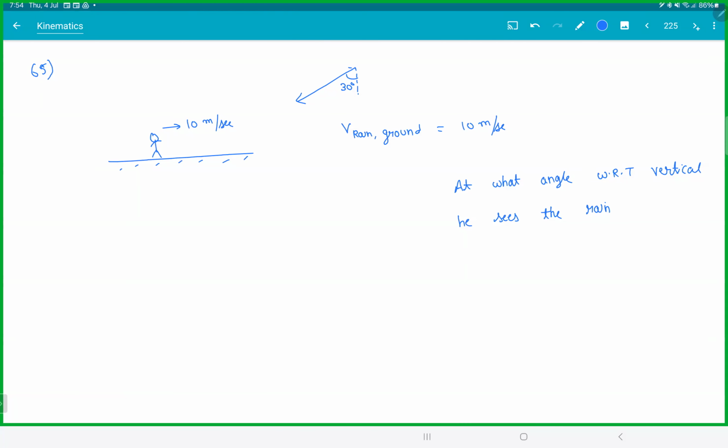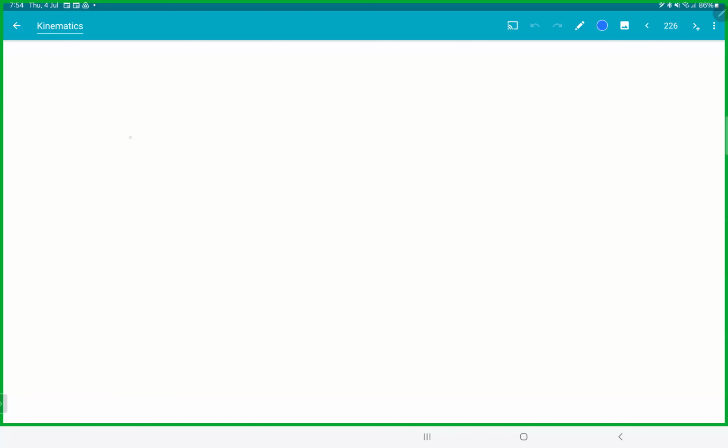I'm not asking for speed, I asked at what angle. So step one, same thing. Let's first divide the velocity into components. This guy is going with 10 meter per second. So the rain which is falling here with 10 meter per second, and this angle is 30 degrees. So this component would be 10 cos 30. This component would be 10 sin 30.